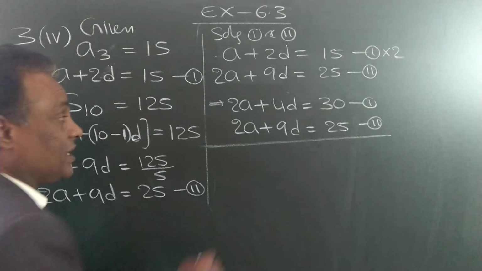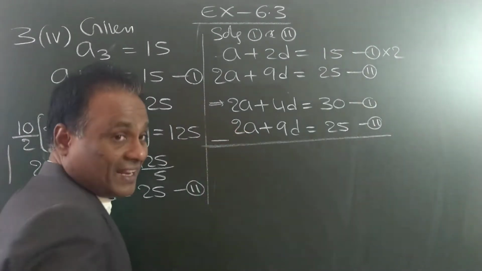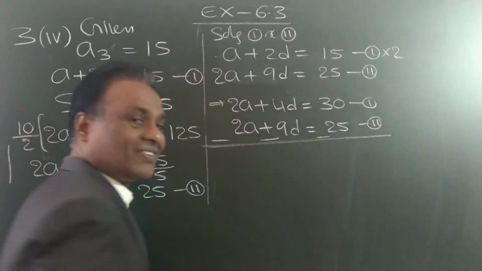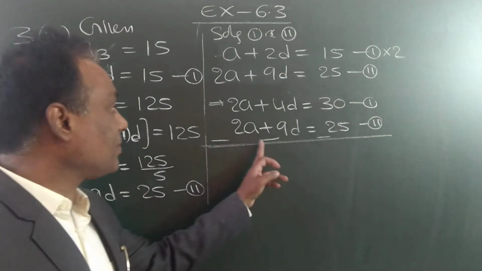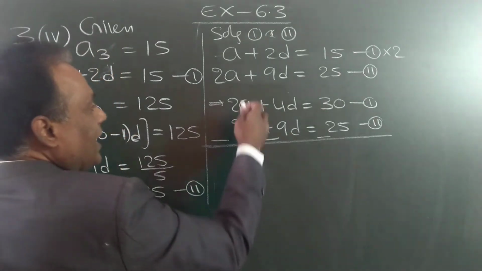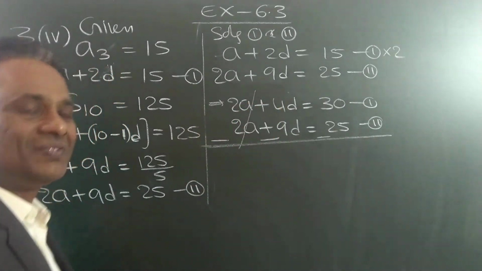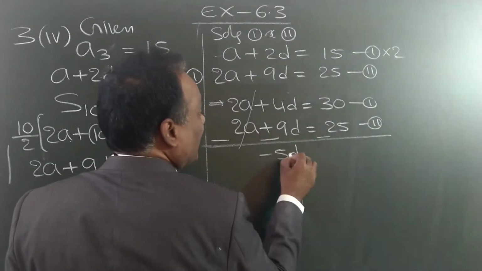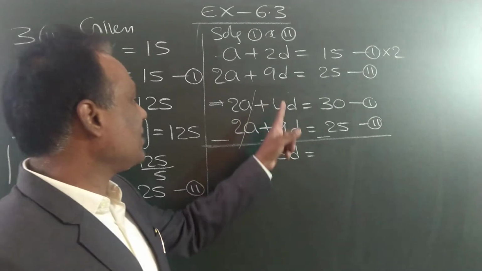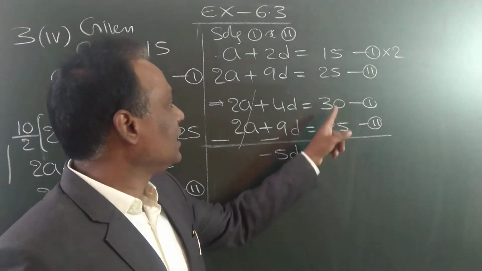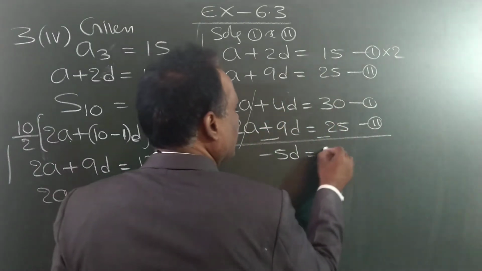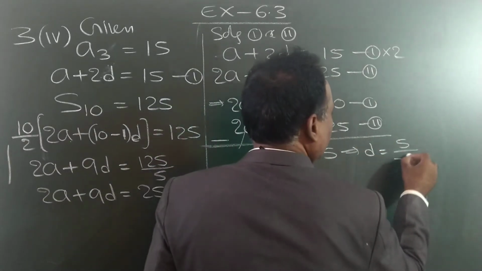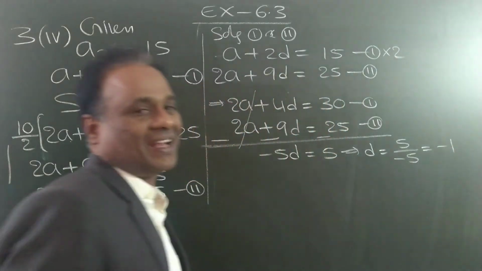Subtraction means signs will change. Plus will become minus, plus will become minus. Minus, minus, minus. 2a minus 2a, 0. 4d minus 9d is minus 5d. 30 minus 25 is 5. So d is equal to 5 by minus 5, which is minus 1. We got the d value, minus 1.